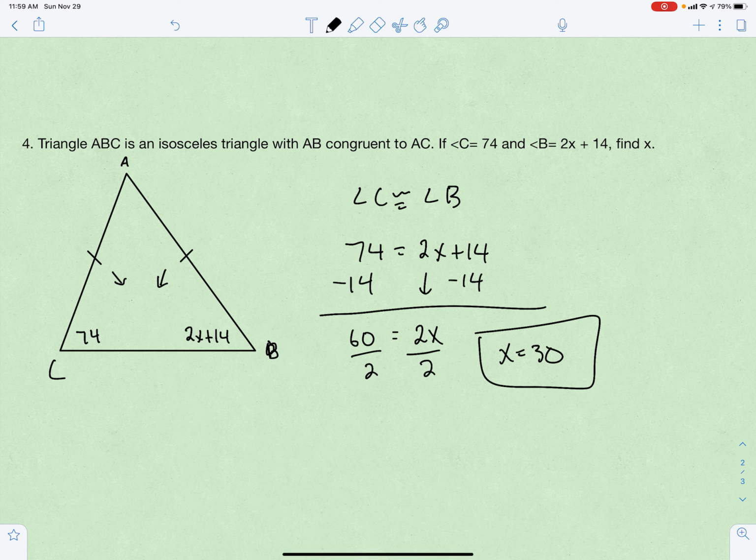So there's multiple ways that you can use isosceles triangles to find angles within it. These are going to be some more complex problems.